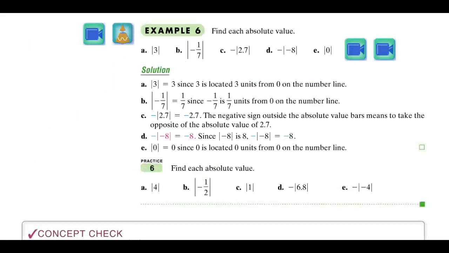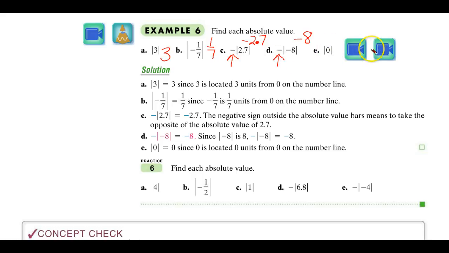Okay, so as we do these, it's quite obvious. This is going to be 3. This is going to be 1/7. Now here it's tricky. Comes out as a 2.7, but then we apply the negative that's outside. So this is a negative 2.7. Again, it comes out as an 8, then we apply the negative, and this is a negative 8. So this is the tricky part right there.